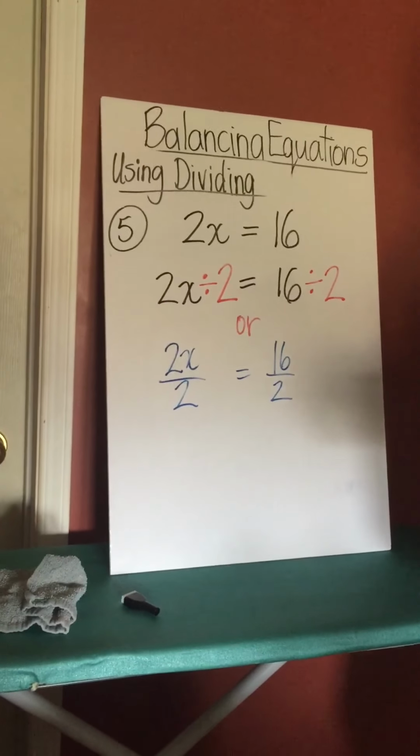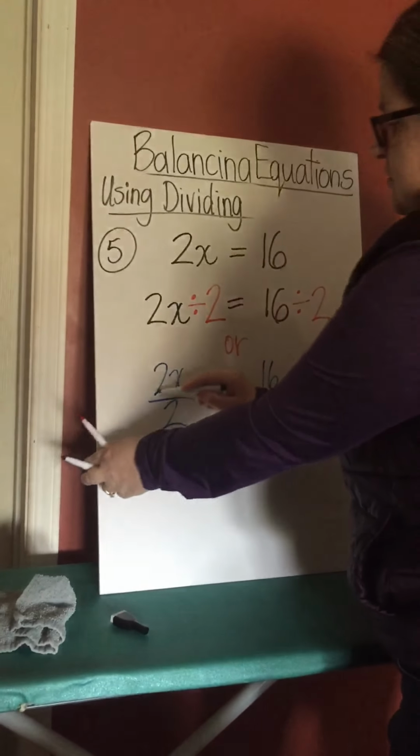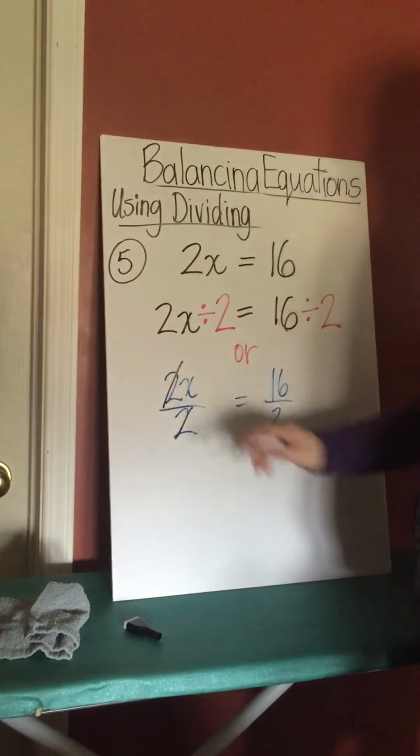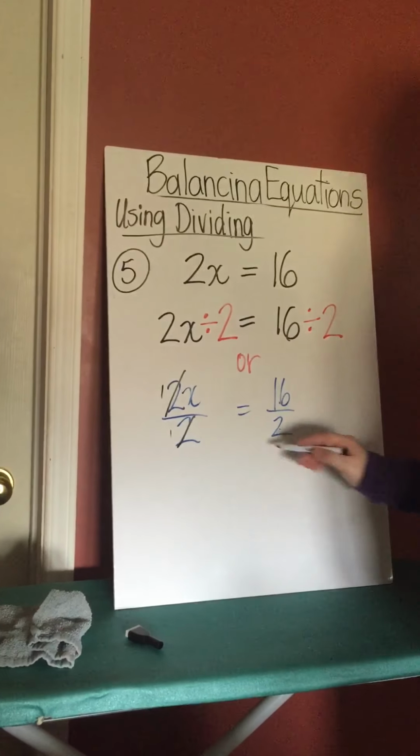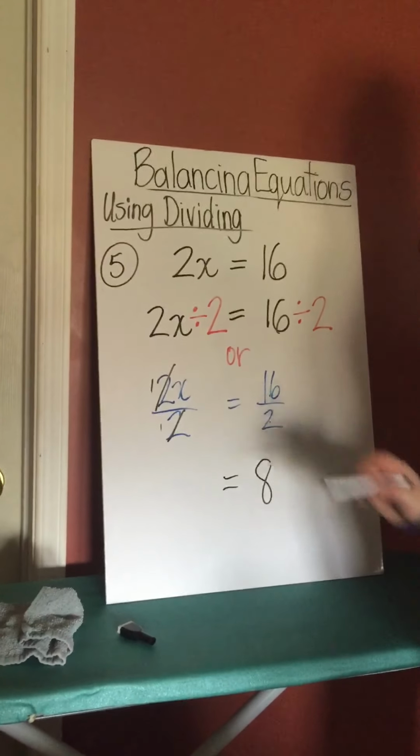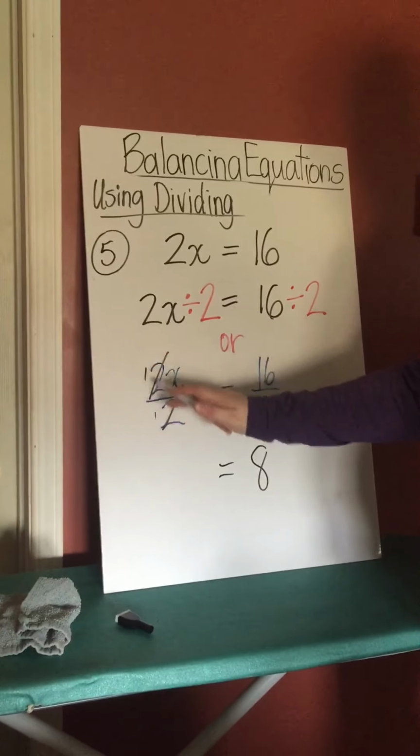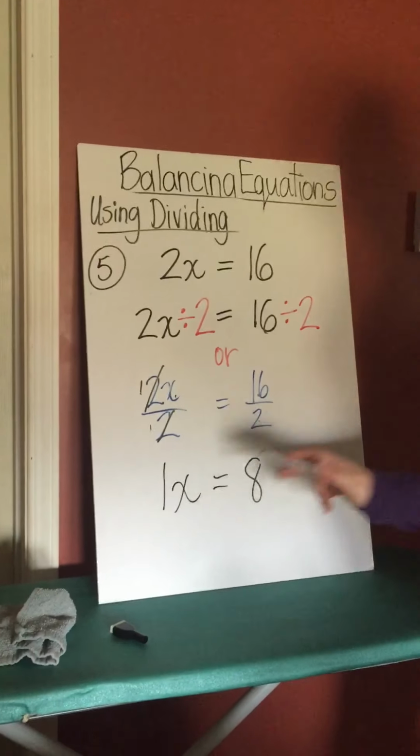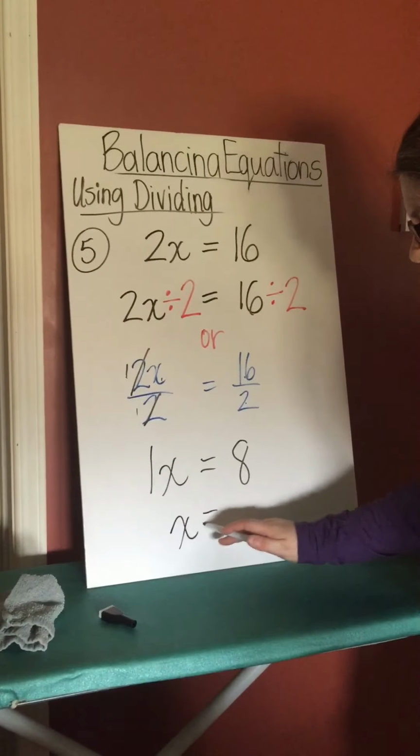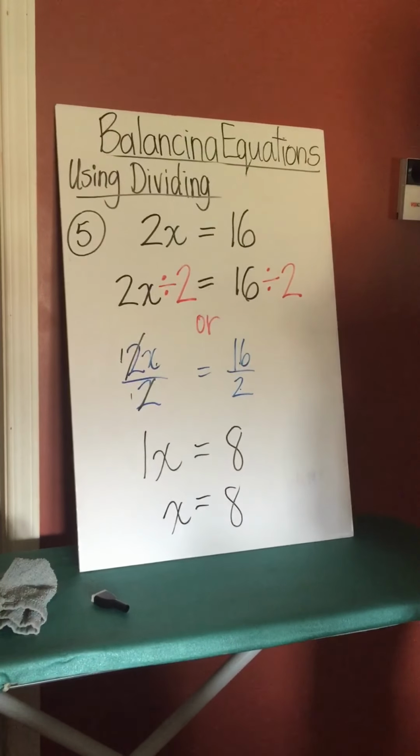Now the next step is that 2 divided by 2 will leave us with 1, and 16 divided by 2 will leave us with 8. So all we're left with over here is a 1x, and we don't write 1x like that. Proper notation would be x is equal to 8.